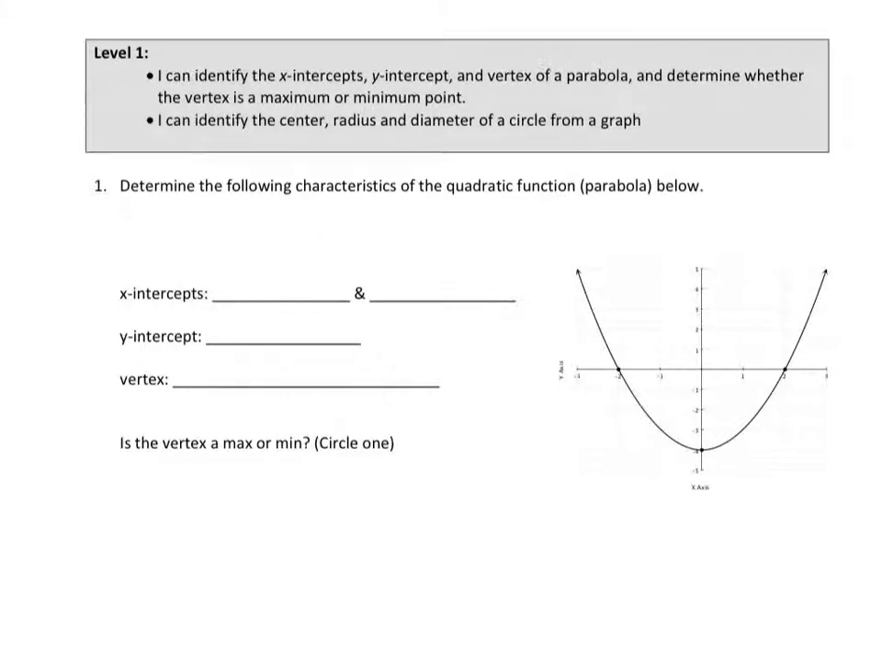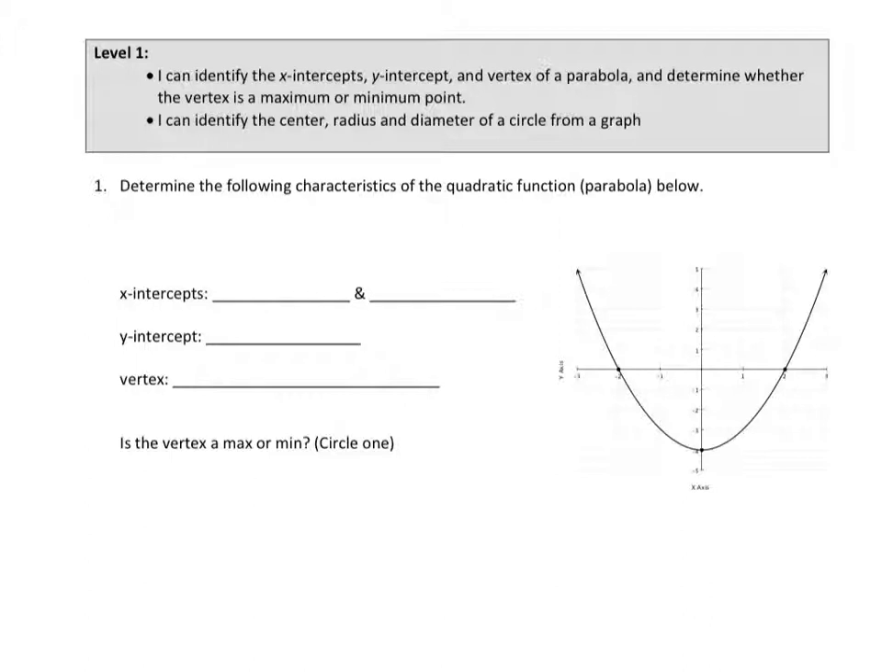In this skill, we will be looking at the graphs of circles and parabolas. Parabolas come from quadratic functions, and in level 1, all you have to do is identify the important parts of the graph. So that's going to be x-intercepts, y-intercept, and vertex.